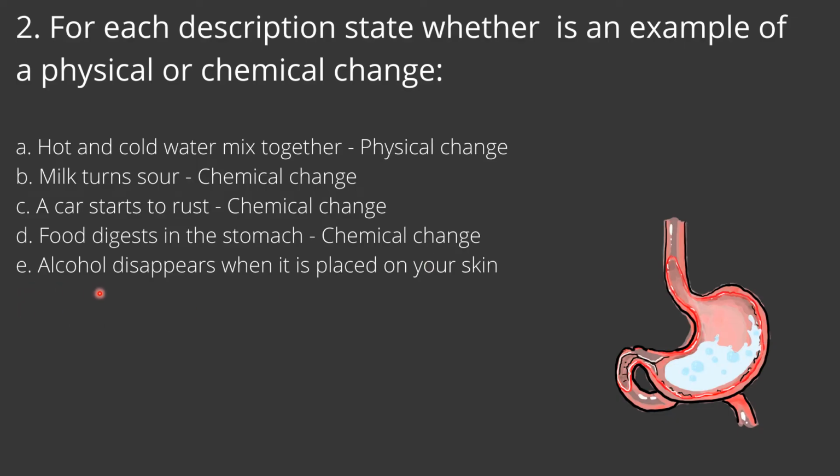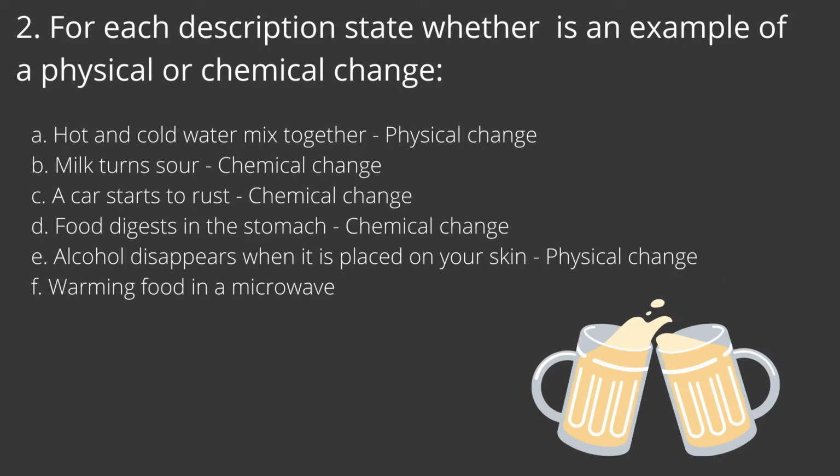Let's say now you take pure alcohol, that's ethanol, and then you rub it on your skin, and what you will observe is that it will disappear. So is it a physical or a chemical change? Think about it a bit. It's actually a physical change. What happens is that the alcohol will just evaporate into the air. Hence, it seems as if it has disappeared.